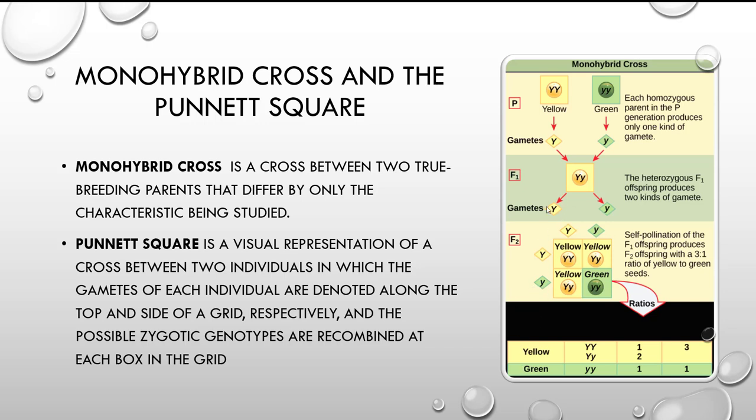Okay? So in this case, the gametes are the same for both parents. They're both heterozygous. So big Y, little y. Big Y, little y. And then you take the big Y, bring it down, little y, bring it down, big Y across, little y across. And then here are the offspring inside the boxes.